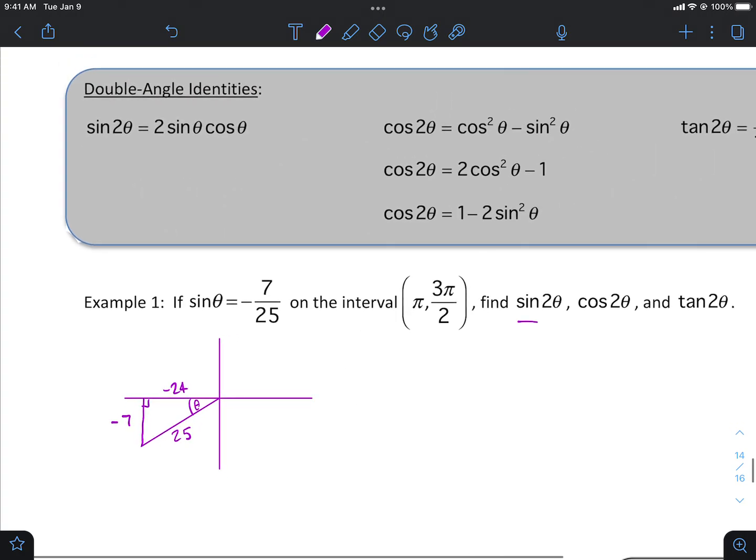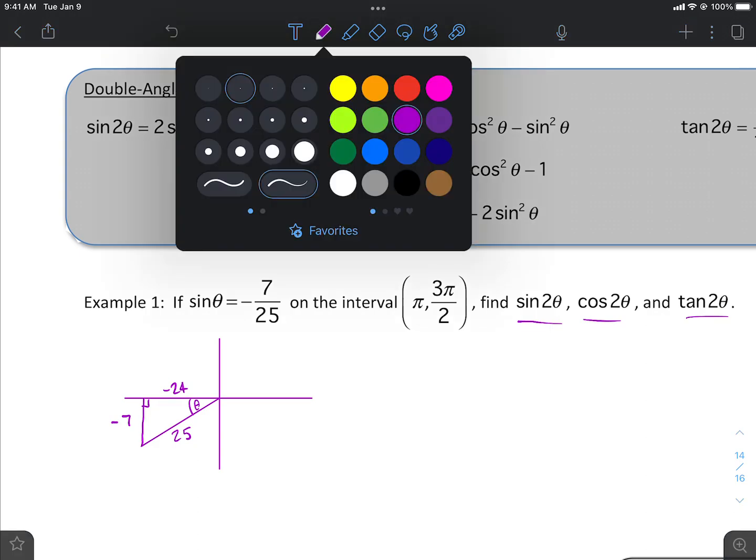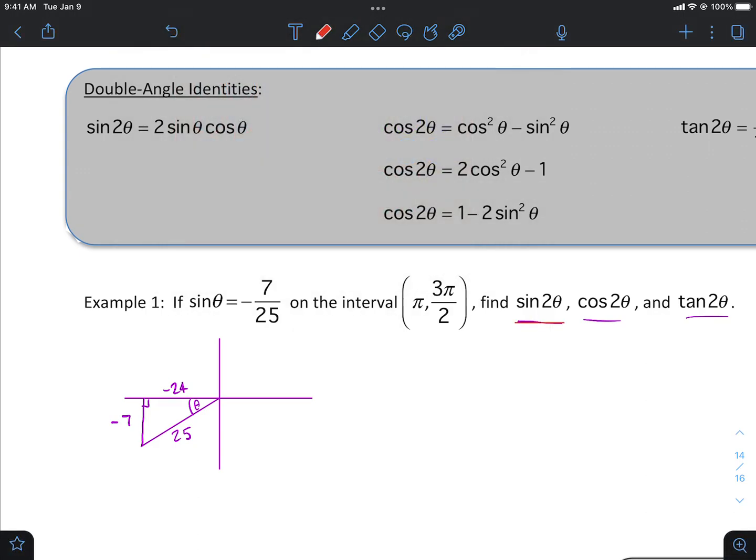Now the instructions say find sine of 2 theta, cosine of 2 times theta, and then tangent of 2 times theta. So let's color code this. I'll do the first one in red. And these formulas, typically we're going to provide them to you, so you don't necessarily need to memorize them. You just need to know how to apply them.